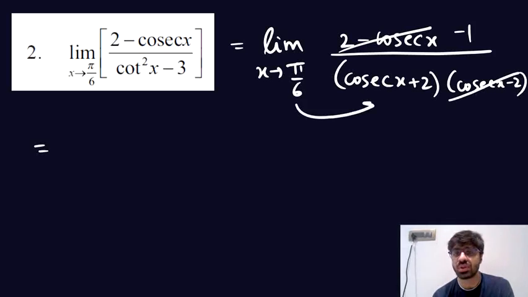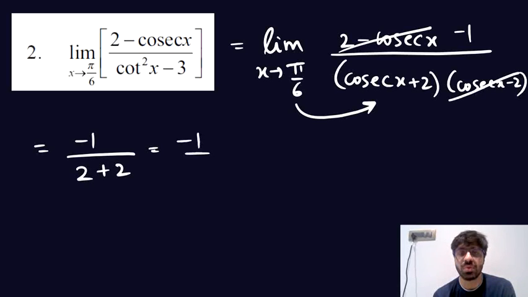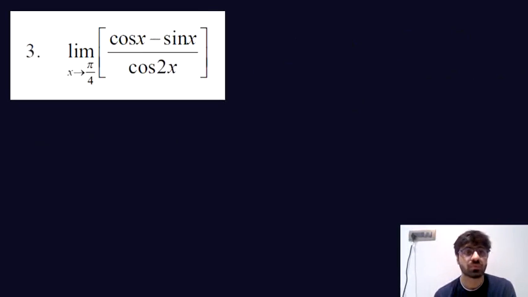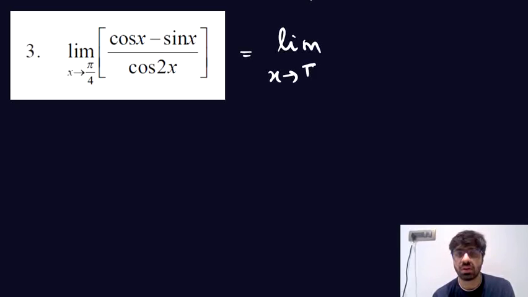And finally, when you put the value of x as pi by 6, you have minus 1 upon cosec pi by 6, which is cosec 30, the value of which is 2, plus 2, and this will be equal to minus 1 upon 4. Moving on with the third question. Even in the third question, you can perform a similar simplification.